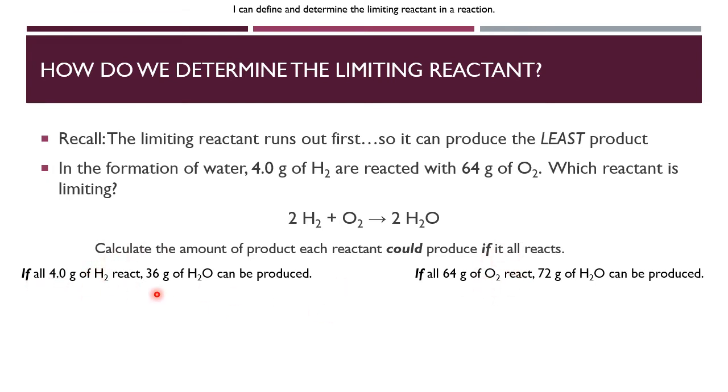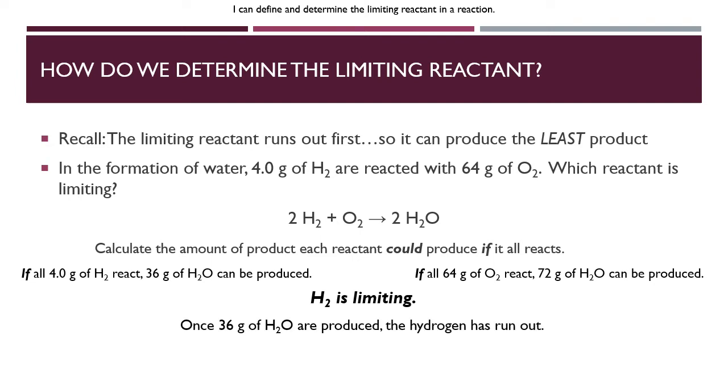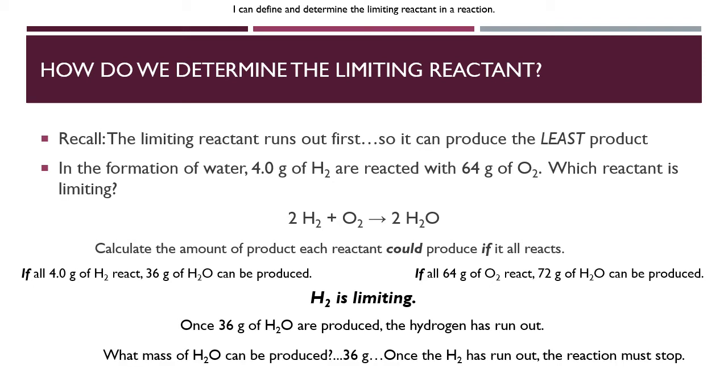Well, the hydrogen can produce less water. Once we get to 36 grams of water, there's no hydrogen left. It all reacted. So that tells us the hydrogen, the H2, is the limiting reactant. So H2 is limiting. Again, the reason is once we get to that 36 grams of water, all the hydrogen has run out. There will still be oxygen left over because I can see the oxygen could produce 72 grams if it was allowed to run out. So what mass of water could we produce then from this reaction? Well, the answer is 36 grams because once we get to 36 grams, there's no hydrogen left. So the reaction's over. It stops.